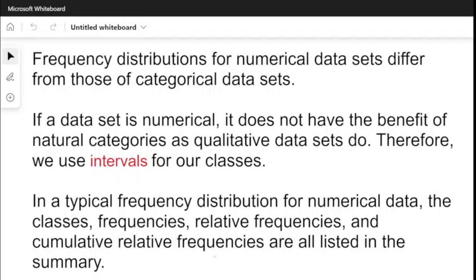Hey everyone, so today we're going to be discussing frequency distributions and how to apply them to numerical data sets. If a data set is numerical, it does not have the benefit of natural categories that qualitative data has. Therefore, we use intervals for our classes. In a typical frequency distribution for numerical data, the classes, frequencies, relative frequencies, and cumulative relative frequencies are all listed in the summary.